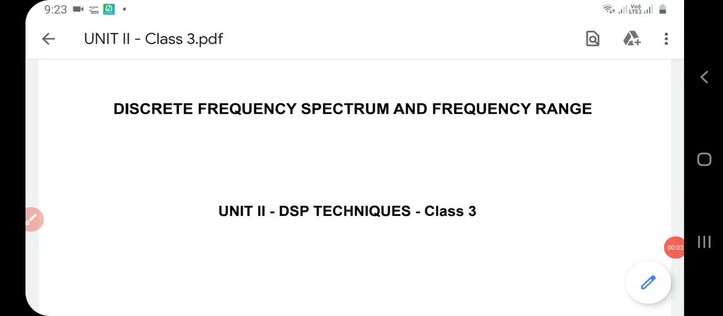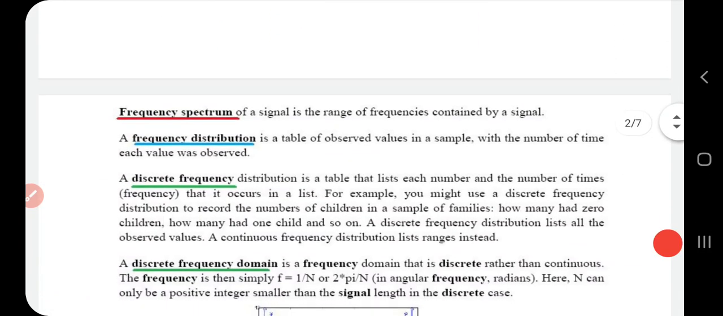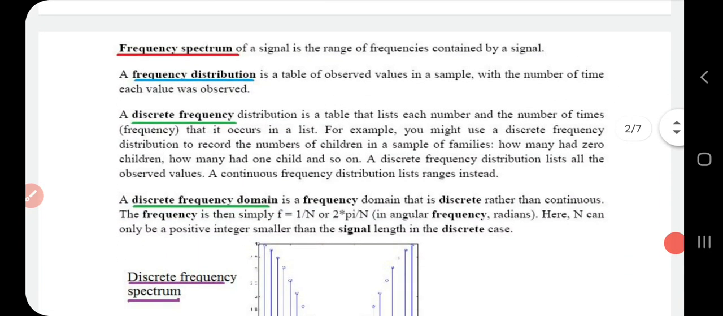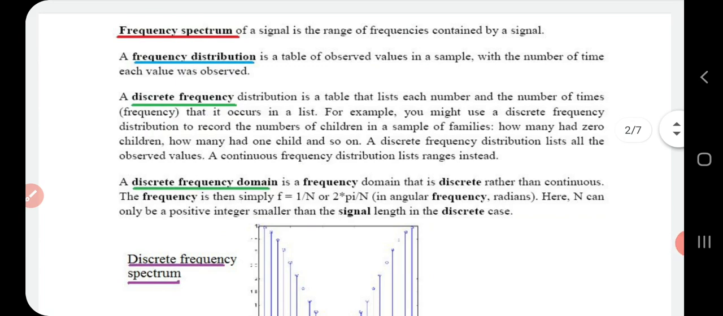Good morning, all. Today we will learn about discrete frequency spectrum and frequency range. Now, first of all, a few definitions. So, let us go through it first. This you all know, frequency spectrum of a signal is a range of frequencies contained by the signal.